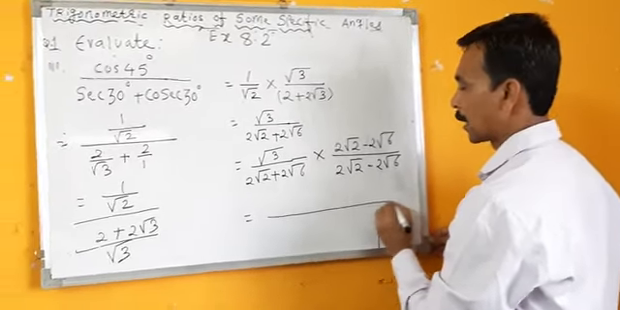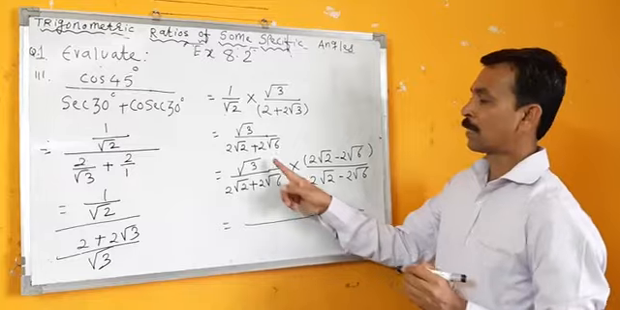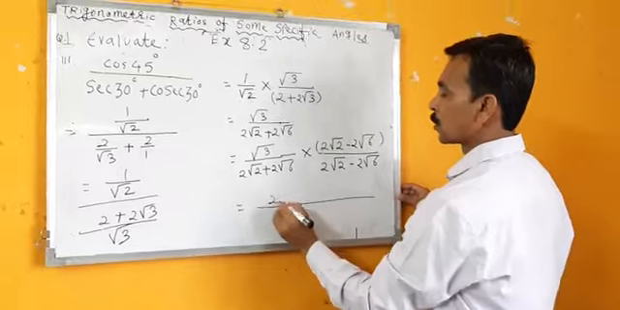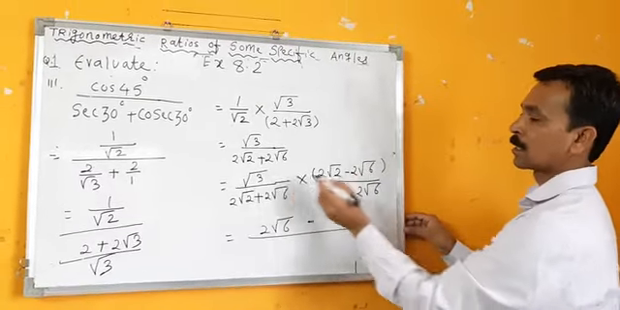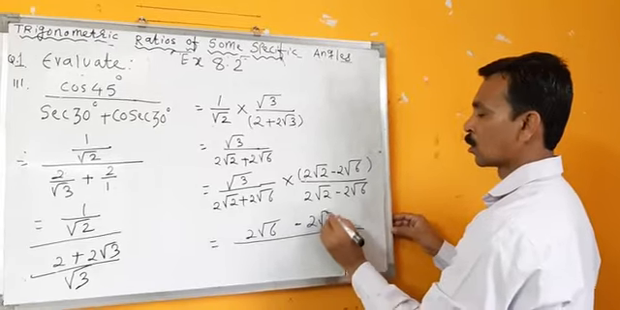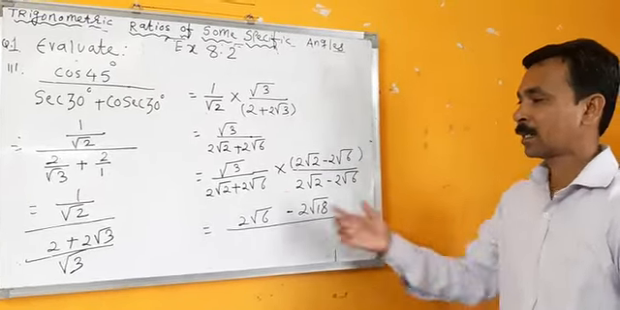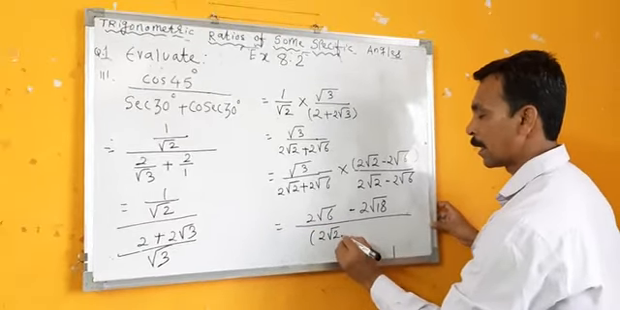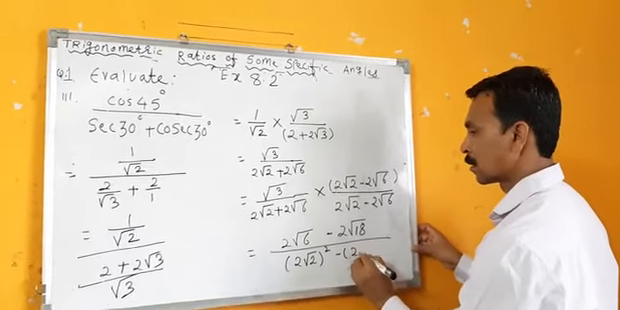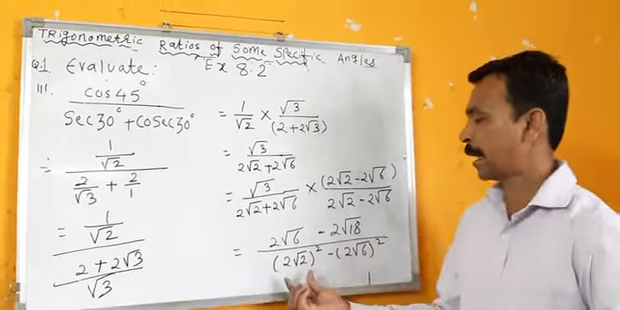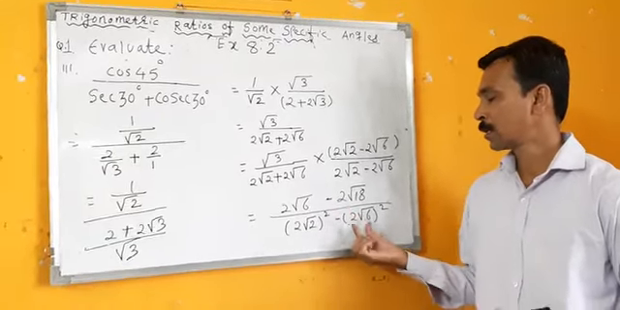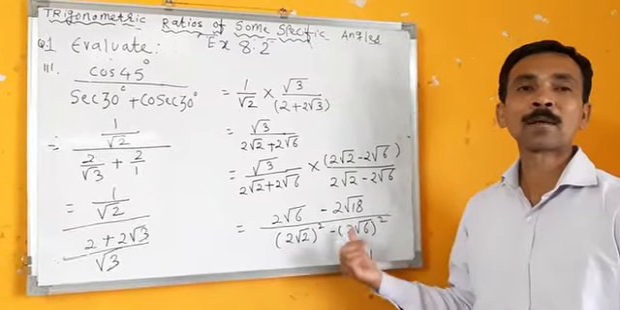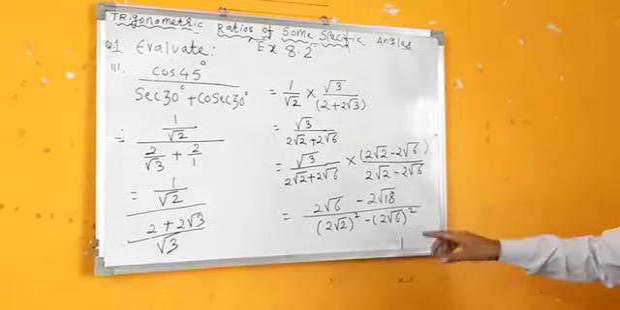First I will multiply numerator. Multiply this root 3 with the bracket. So root 3 into 2 root 2 is 2 root 6 minus root 3 into 2 root 6 is 2 root 18. Right? And denominator is of the form a plus b into a minus b. What is a plus b into a minus b? A square minus b square. What is a here? 2 root 2. What is b? 2 root 6. Right? Now I will write here.